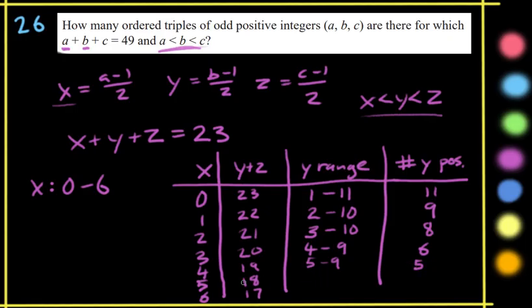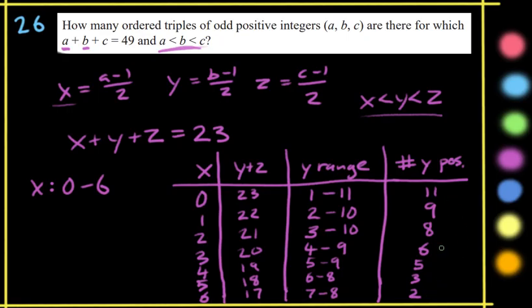And then here, if x is 5, we can go from 6 up to 8. That is 3 possibilities. And finally, if x is 6, the y plus z sum is 17, then y can go from 7 up to 8, which is 2 possibilities.